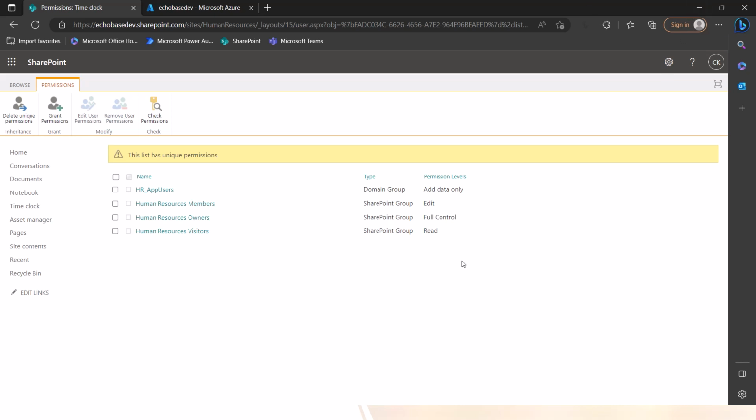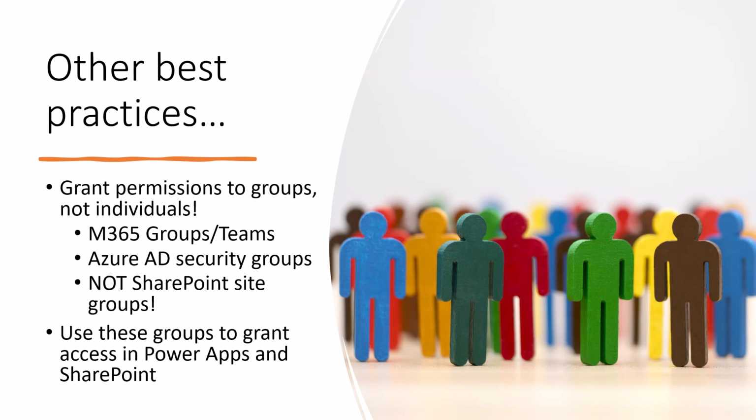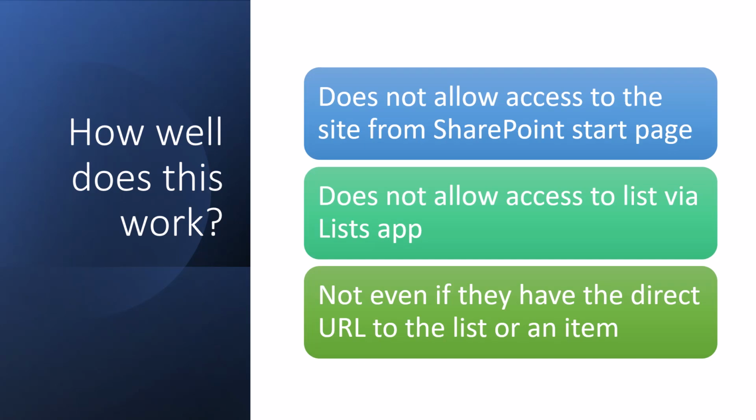The main reason for that is I haven't finished building the app out yet. But I do want to share a couple of my findings just because I know I've already gotten a few questions about this. Like, how well does this actually work? And in my preliminary testing at least, what I found is that this does not allow those users to access that site from the SharePoint start page. So basically, it doesn't appear that they have any permission to the site itself, because they don't. They only have access to the list.